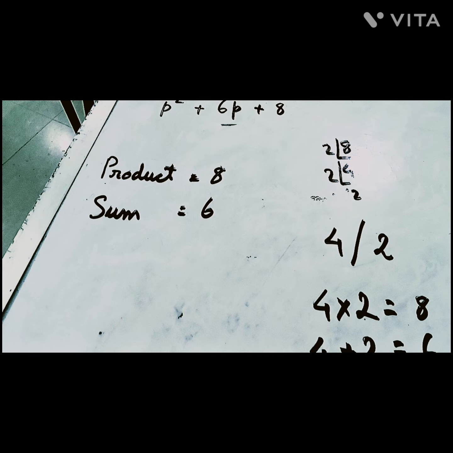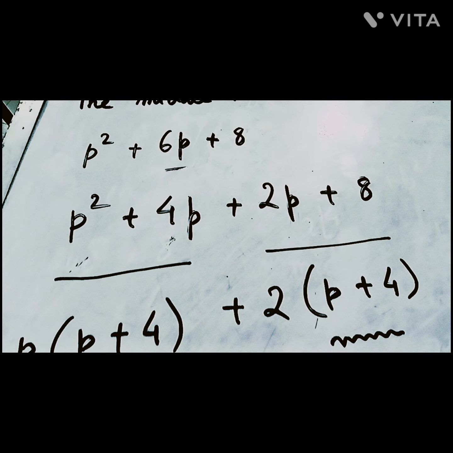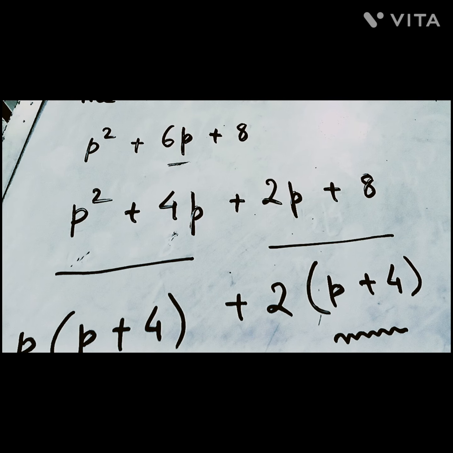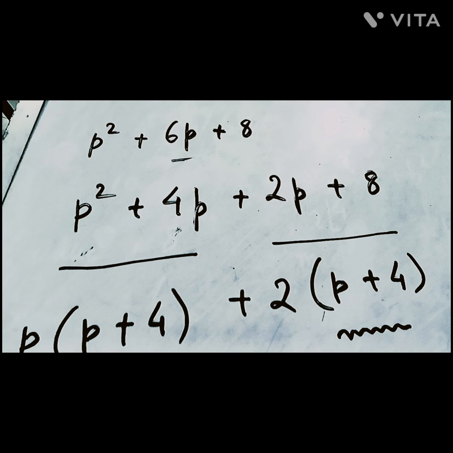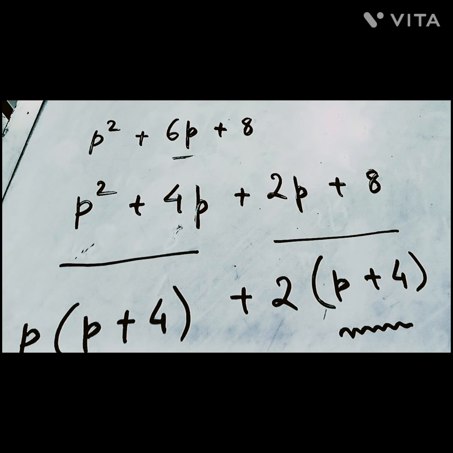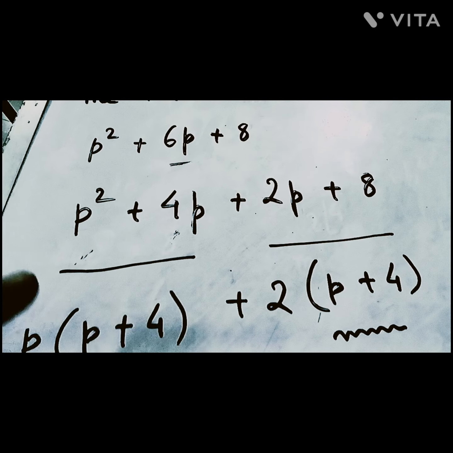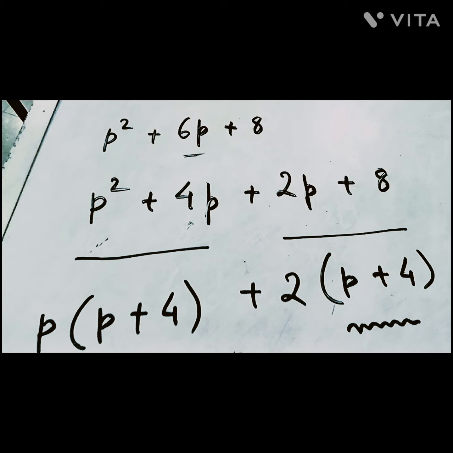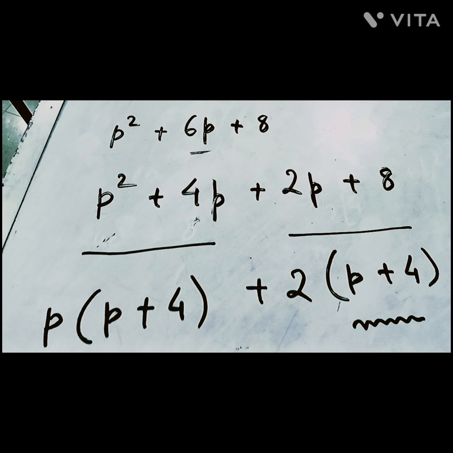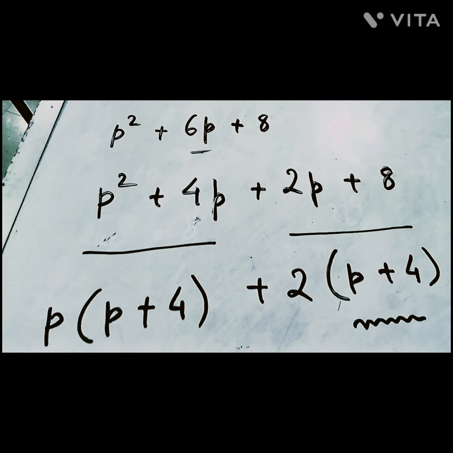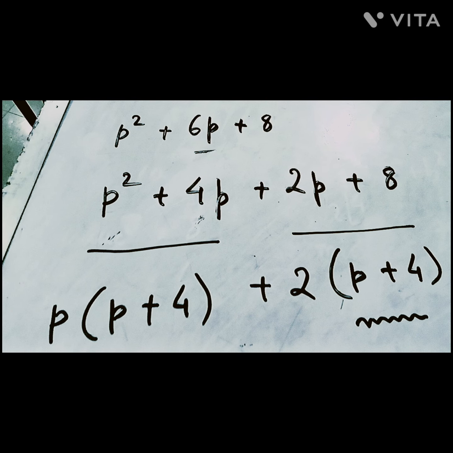Let's see. Breaking 6, we have got two terms 4 and 2. So you will use that to break the middle term. Now we can write the expression as p square plus 4p plus 2p plus 8. Now we take the first two terms and take out the common factor. P is the common factor in p square plus 4p. So p is taken out of the bracket. What is left is p plus 4.